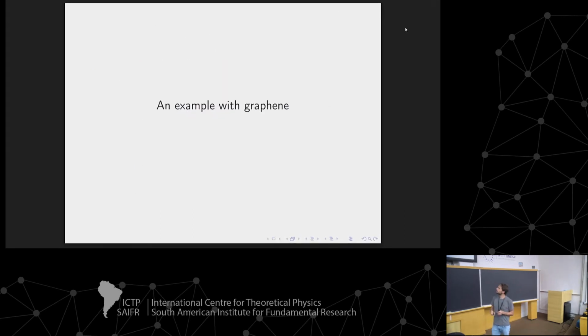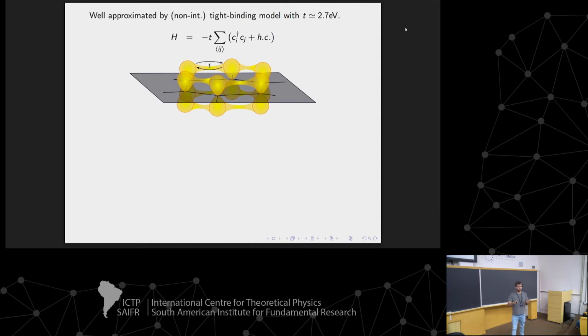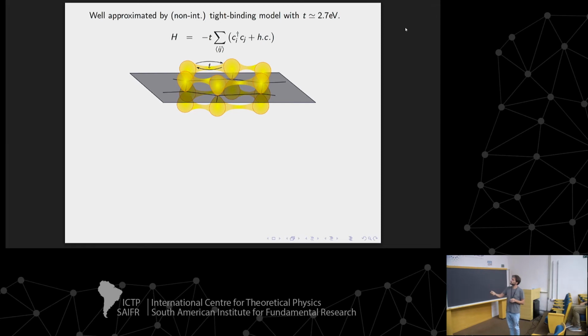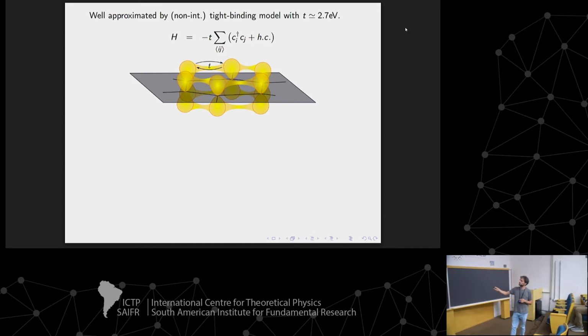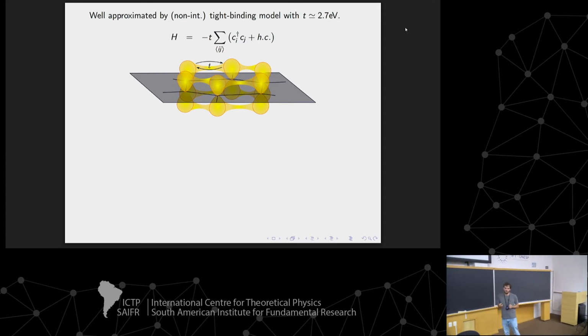Okay, an example with graphene. Probably, I assume most of you know what graphene is. Carbon atoms are arranged in a honeycomb lattice. Here I only represent a hexagon. The active atomic orbitals in this material are essentially the pz orbitals that I represent here in this way. We have one electron per pz orbital. We can think of this electron as jumping between first neighbor orbitals.